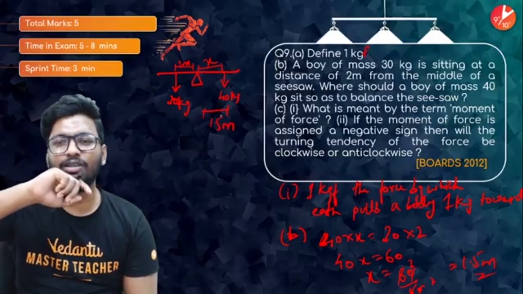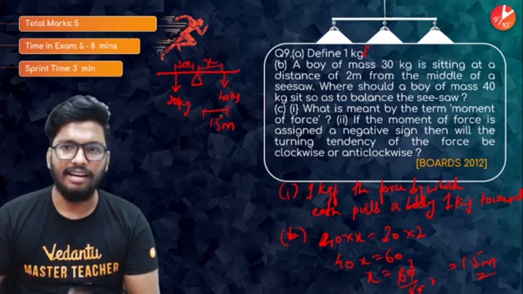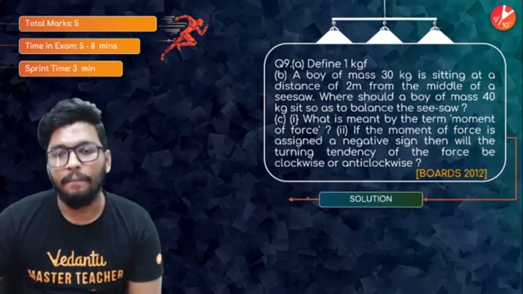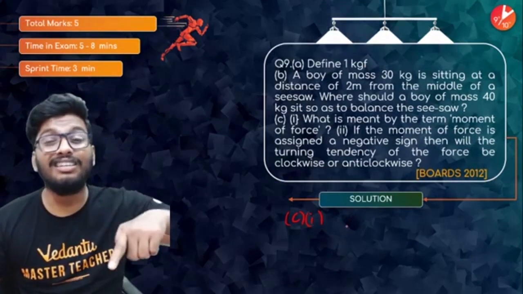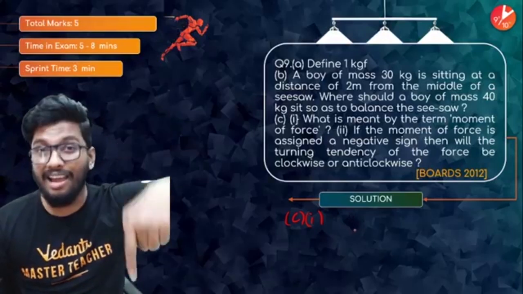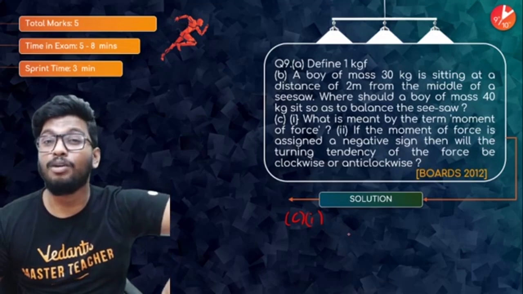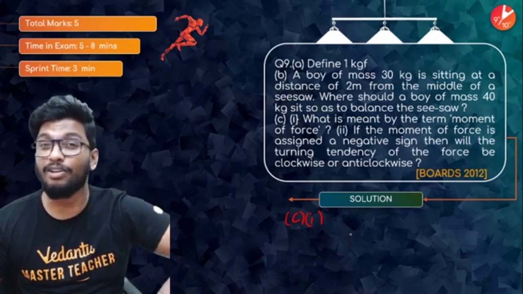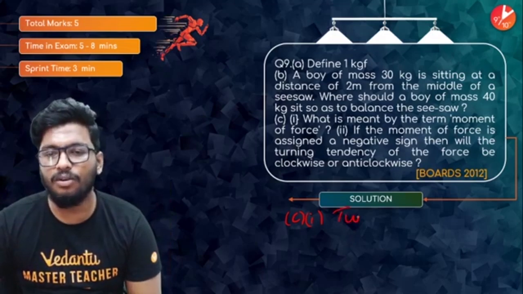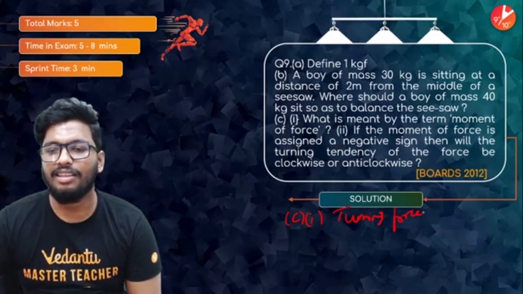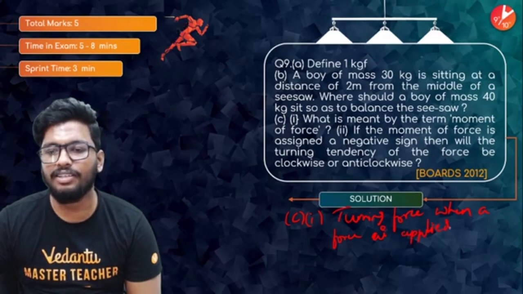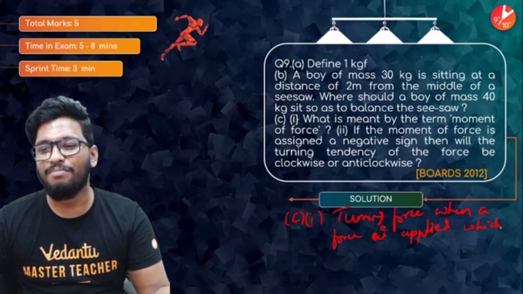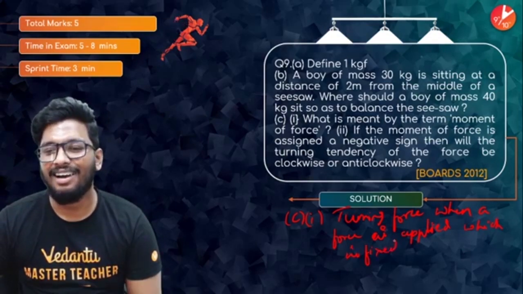Now to answer the third part of the question: what is meant by the term moment of force? I don't have space to write, so I'm going to the next page. The torque is what is called the moment of force. It is the turning effect that is caused when you apply a force on a body which is pivoted about a point, or fixed at a particular point. So it is the turning force that is created when a force is applied on a body which is pivoted at a point.